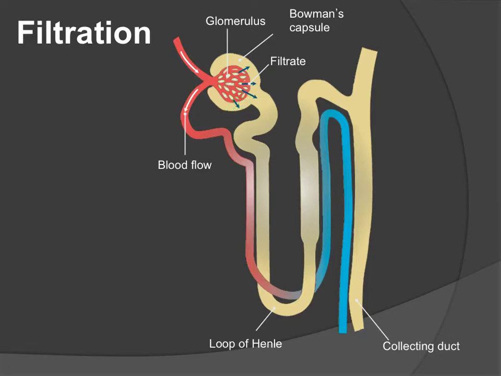This capsule is then linked into this tube that will carry these substances through the rest into the collecting duct, and the collecting duct then leads off into the ureters, which will go down to the bladder. But before it gets down here, there are a few different things that have to happen. We'll go over this in more detail on the next slide, but basically as this liquid and salt and glucose passes down this tube here, a lot of that is reabsorbed back into the bloodstream.